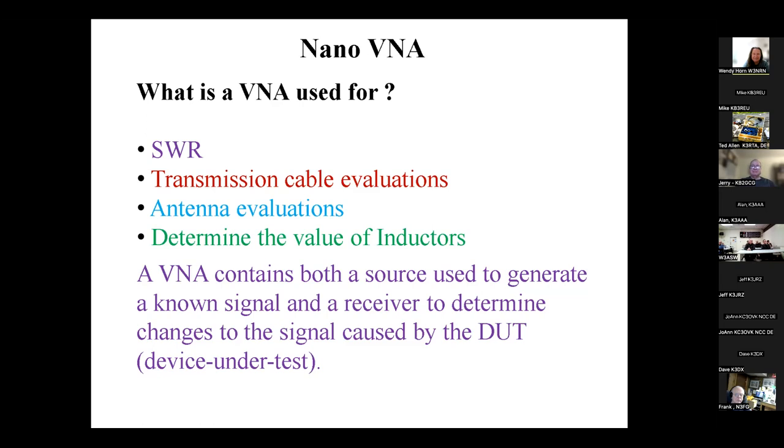So what the VNA does is it contains a source, by which I mean a small little transmitter that transmits on a certain frequency and then looks for a return coming back, just like you would with a normal receiver. And they call that the device under test. So what are you going to do with it?